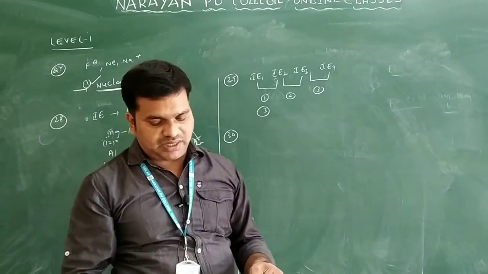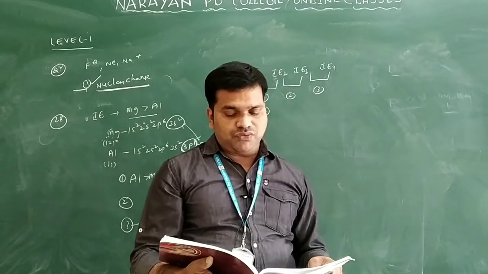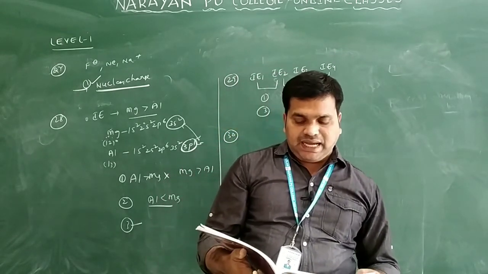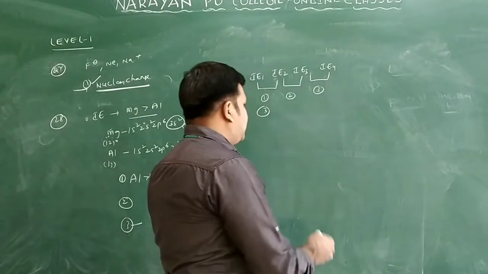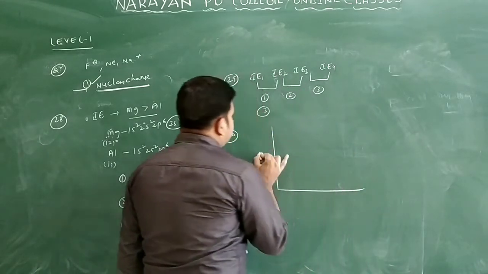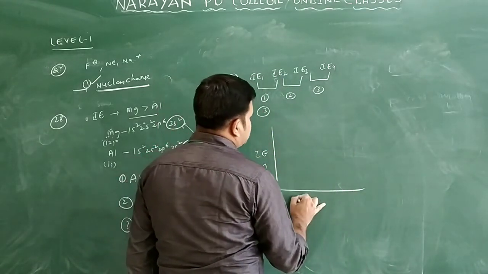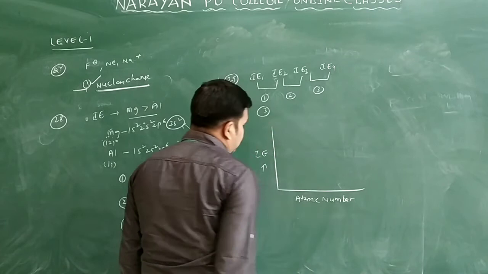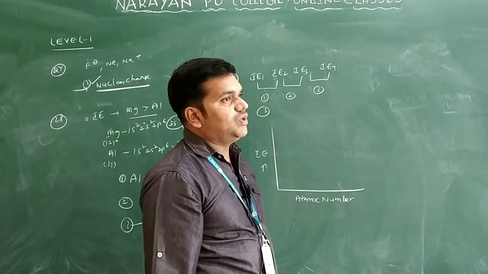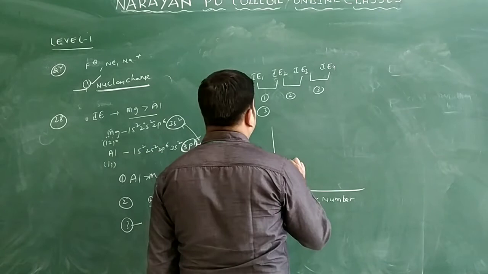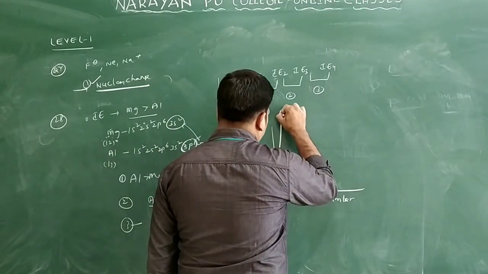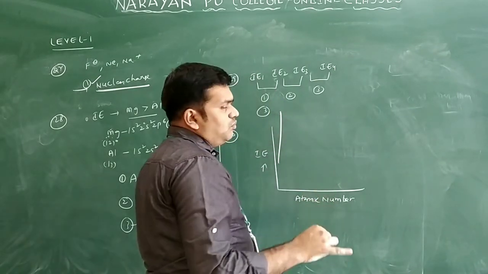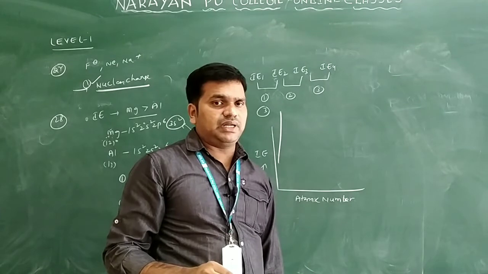Come to the next question, number 30. We have the ionization values of the elements plotted against the atomic numbers. Then the peaks are occupied by ionization values versus what? Atomic number only. So this is the ionization energy versus atomic number. If you draw the graph like this, suppose I am writing here hydrogen, helium, then lithium, beryllium, boron, carbon, nitrogen, oxygen, fluorine.